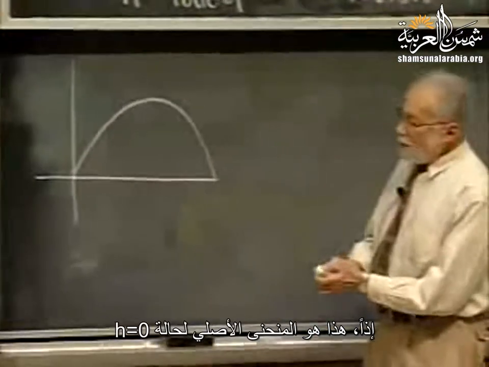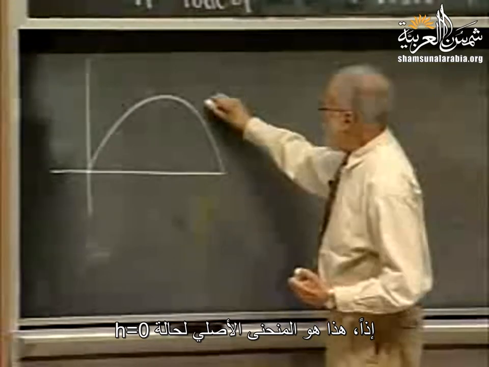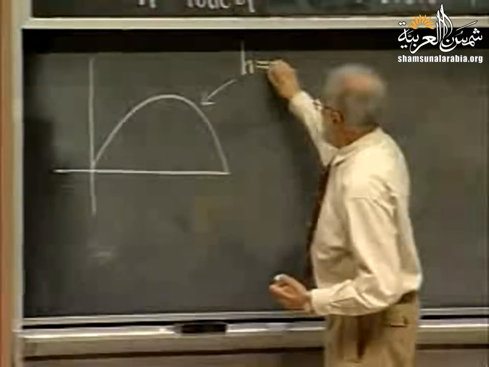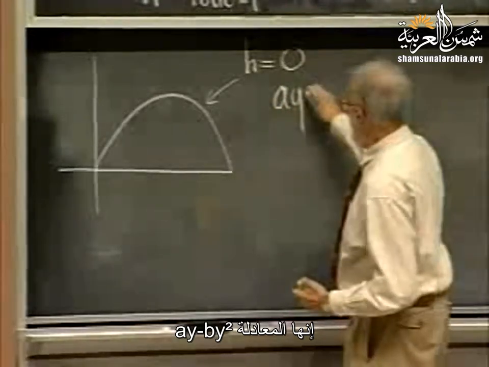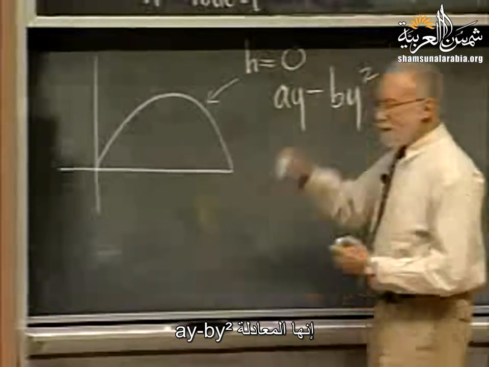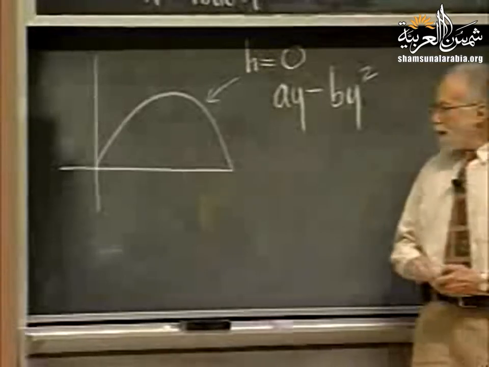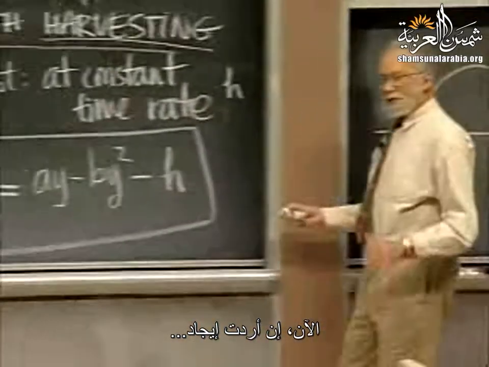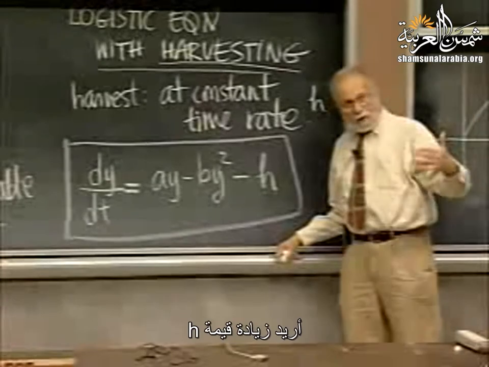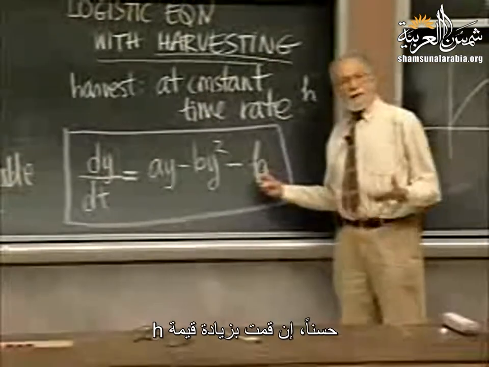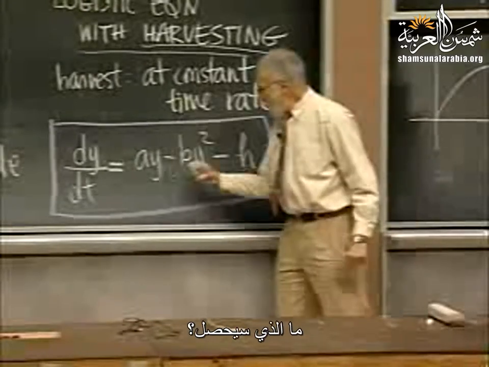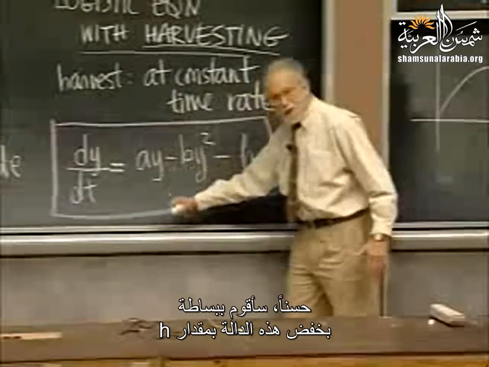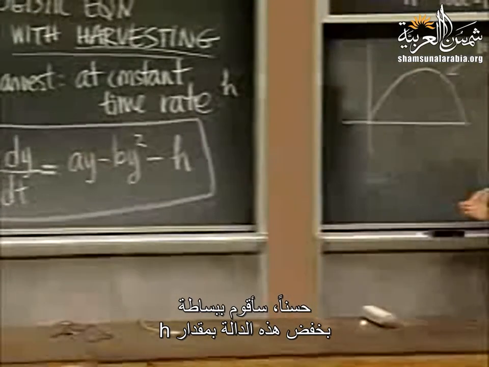So this is the one, our original one, corresponding to h equals 0. Or in other words, it's the equation ay minus by squared, with h equal to 0. Now, I want to increase the value of h. As I increase the value of h, in other words, harvest more and more, what's happening? Well, I simply lower this function by h.